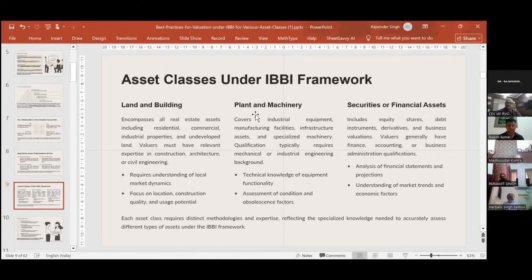Each asset class requires distinct methodologies and expertise, reflecting the specialized knowledge needed to accurately assess different types of assets under the IBBI framework. As a registered valuer, you might be registered with one class, you might have registration in two classes, or you may have registration in all three classes if you have the requisite qualification and requisite experience as far as IBBI rules are concerned.